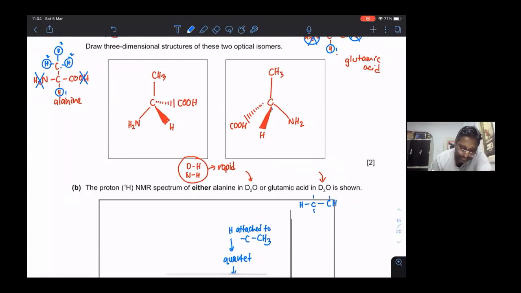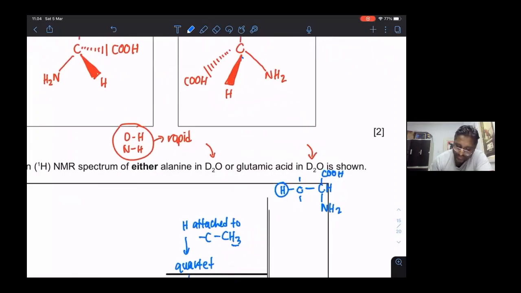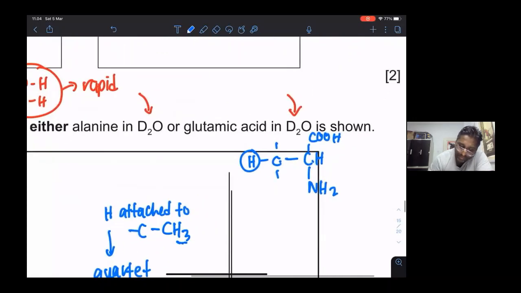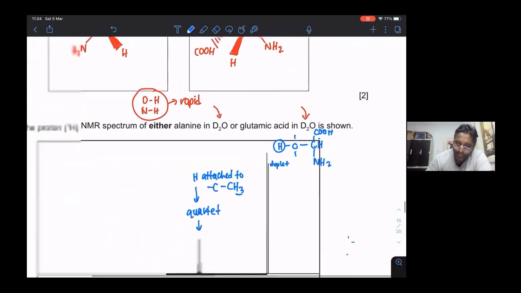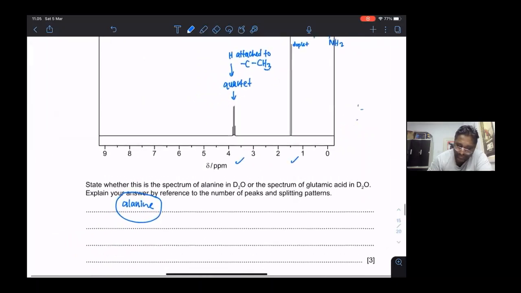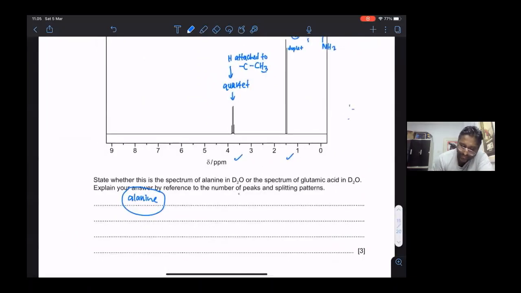So this COOH and NH2. Why? Because the adjacent carbon has 1 hydrogen attached to it, so that's why they form a doublet, n plus 1, doublet. So this is the reason. Explain your numbers based on the number of peaks and splitting pattern.